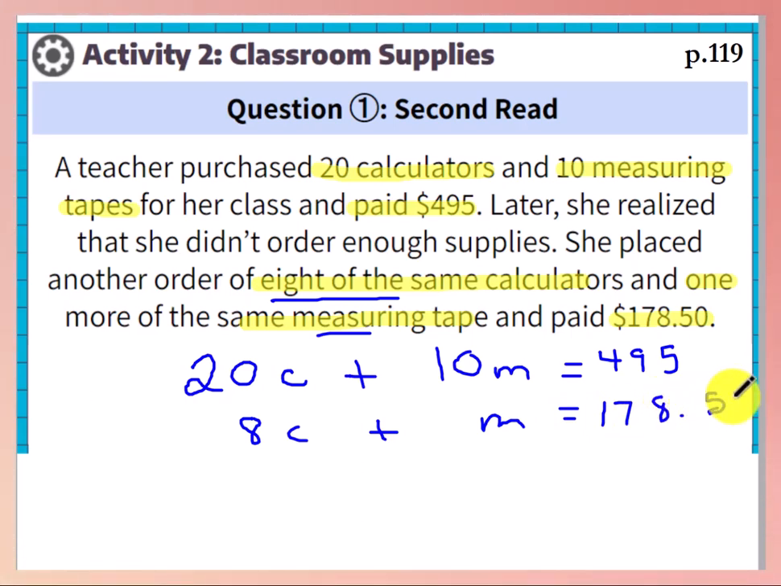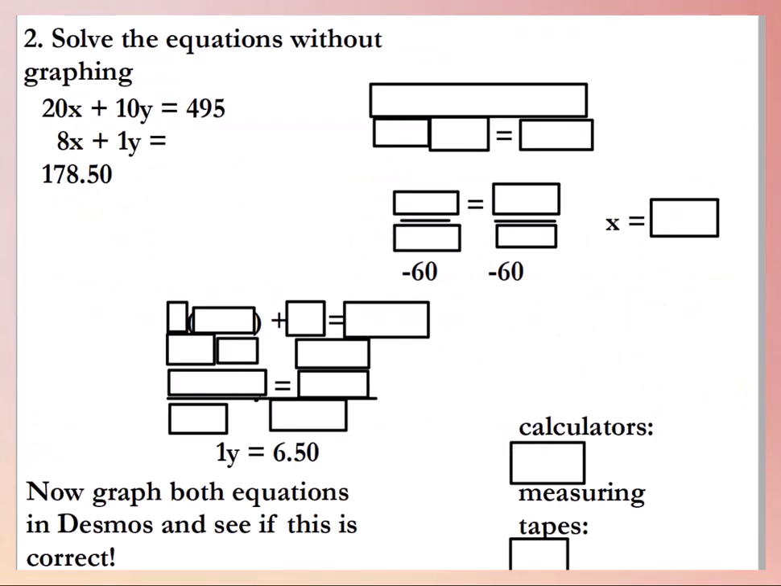So we have our system of equations. Let's move to the second part of this. Okay, we just wrote this system of equations, and this 178.50 should be up here. I don't know why it moved down. Go ahead and copy that in. I think it's page 119.